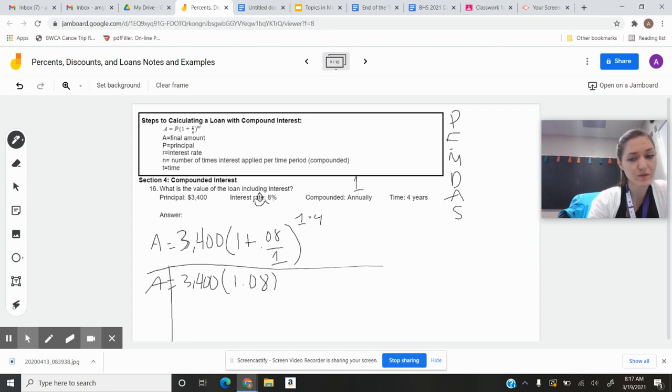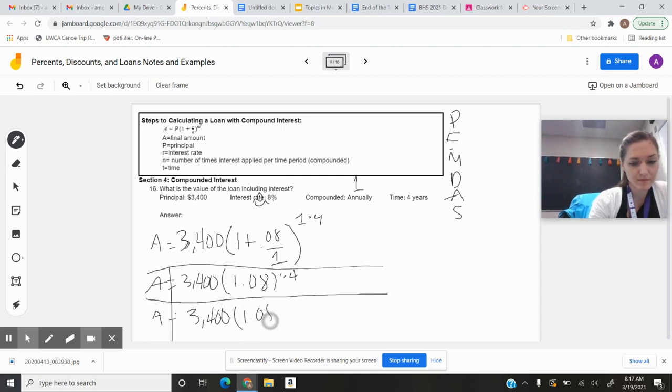All right, that wasn't so bad. Now we need to do the exponents. And our exponents need to be simplified first, right? 1 times 4 is just 4. And if we take 1.08 to the fourth power, we get 1.36. So I'm just going to go ahead and continue my equation right up here.